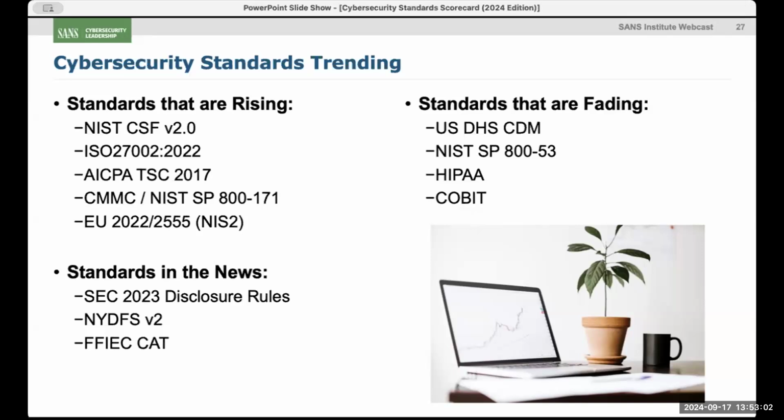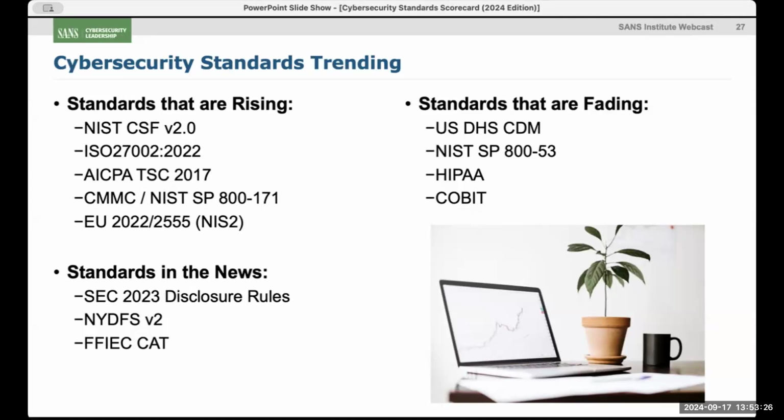I also put the FFIEC's CAT tool there, not because it's getting a lot of attention, but because FFIEC announced that they would no longer be supporting the Cybersecurity Assessment Tool in the near future. So over the last month or two, there's been a little bit of conversation here about FFIEC's CAT and where that's going to be going next. So certainly that's up for discussion. It's something to watch the news for sure.